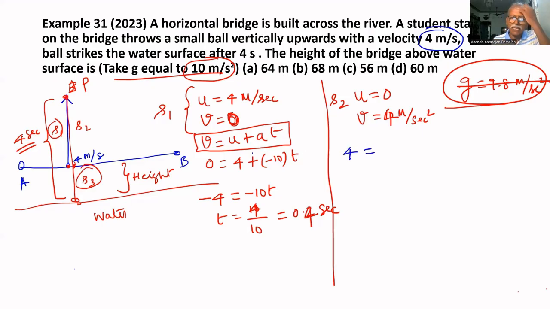V equal to U plus AT. This is the same formula. U is 0 plus, now acceleration. Gravity pulls, that's why speed increases from 0 to 4. That's why 10t. Therefore, again t equal to... This is t1. Now we'll call it t2 because it is the second journey. t2 equal to 4 by 10, that's why 0.4 seconds.